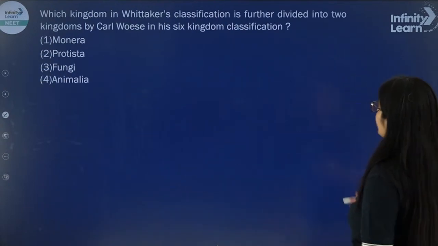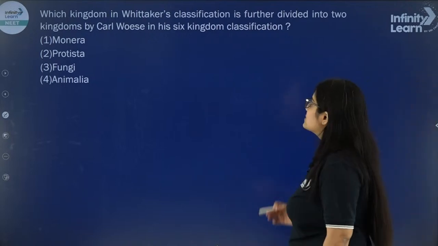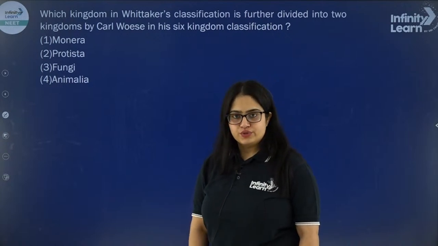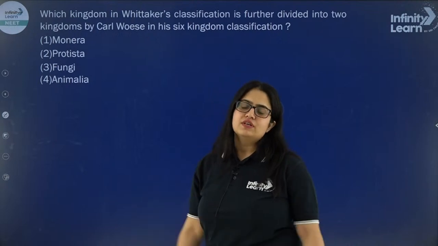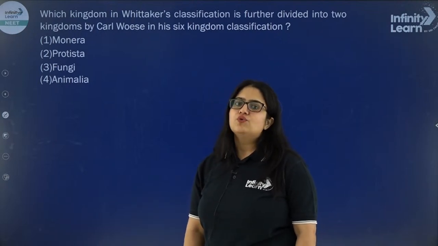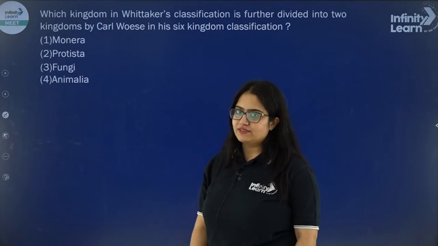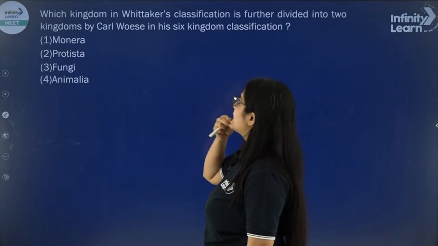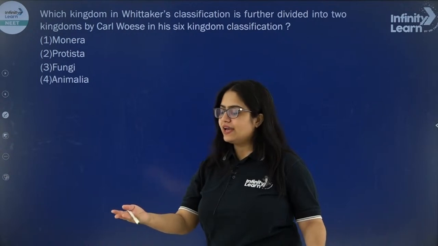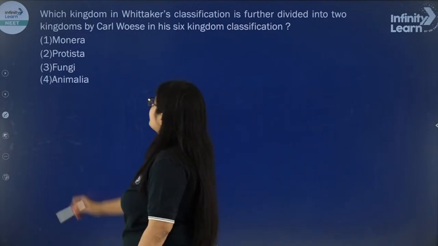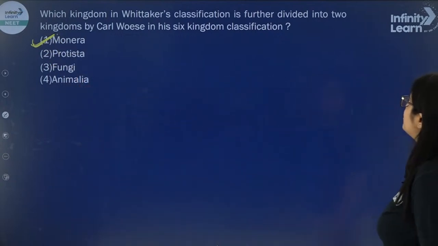Which kingdom in Whittaker's classification is further divided into two kingdoms by Carl Woese in his six kingdom classification? So please remember, my dear students, Carl Woese's classification system included three domains in which there were six kingdoms in all. So what did he do? He divided the kingdom Monera of R.H. Whittaker into two separate kingdoms, right, my dear students? So kingdom Monera is separated into two different kingdoms. One he named Archaea and another was Bacteria. So this Monera is divided into two.